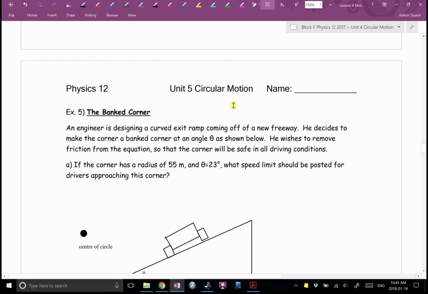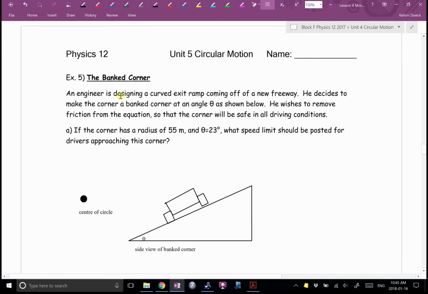This is a really neat application. It says this. Suppose an engineer is designing a curved exit ramp coming off of a new freeway. He or she decides to make the corner a banked corner with an angle theta, as shown in the picture below. He or she wishes to remove friction from the equation. We want this road to be safe even if it's icy.